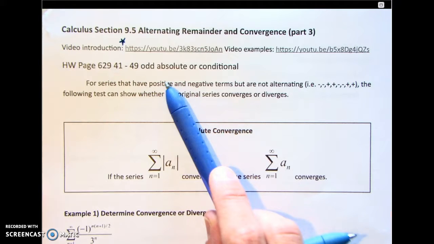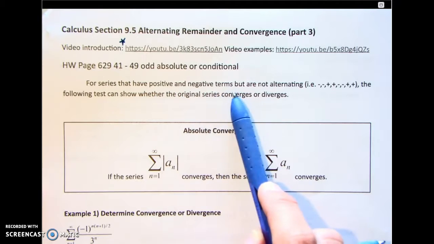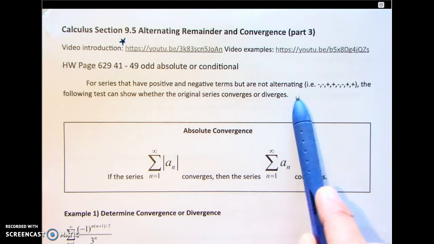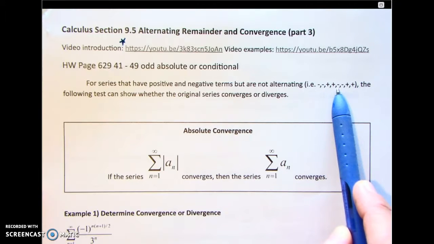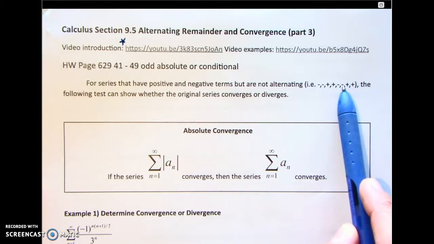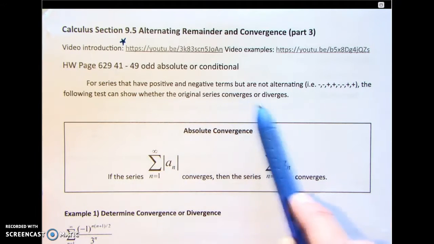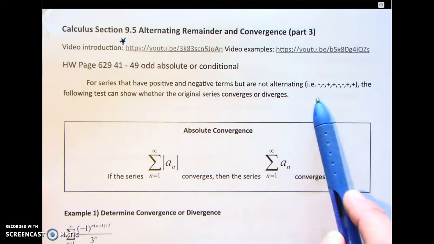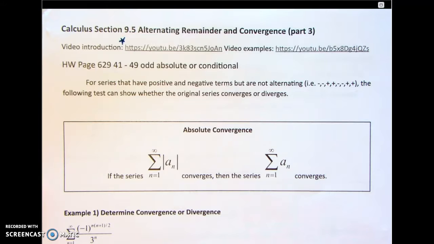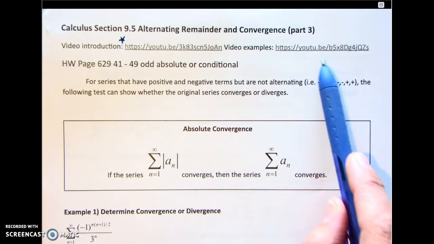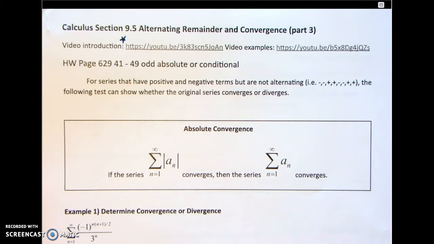So what is fun about this absolute or conditional convergence is that some alternating series are not alternating. They'll have 2 negatives, 2 positives, and then there might be 3 negatives and 5 positives, all right? And the following test can show whether the original series converges or diverges. So it's not exactly positive, negative, positive, negative. And on the video is a really good example of it being totally random if it's positive or negative.